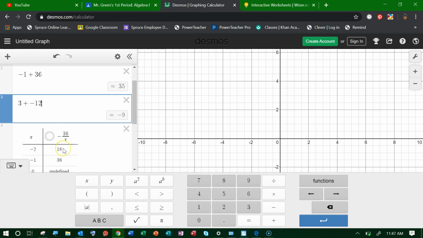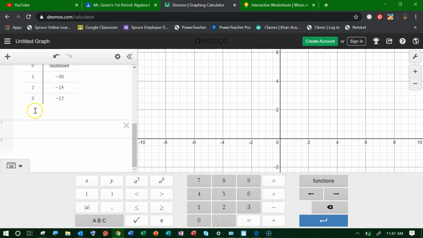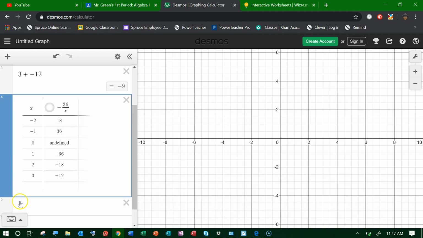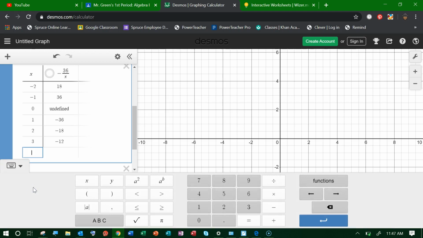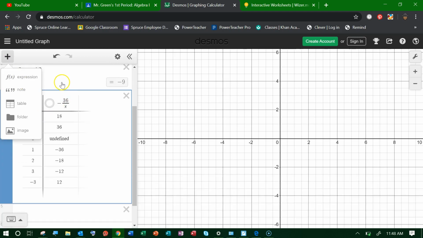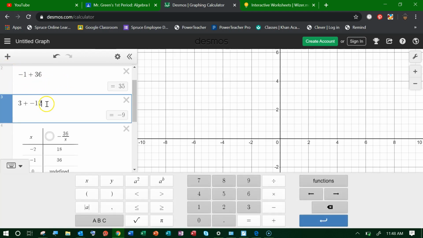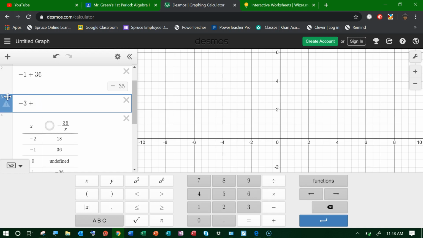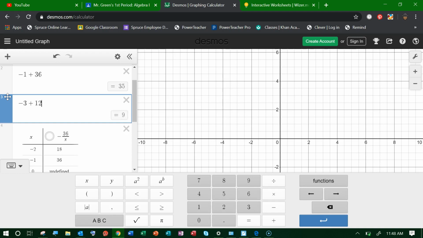So what that tells me, that if that gives me a negative 9, I should be able to put in, what if I put in a negative 3 here? That's going to give me a positive 12, and I think that will work. So if I go negative 3 plus 12, that's going to give me a positive 9. So my two numbers are negative 3 and 12.